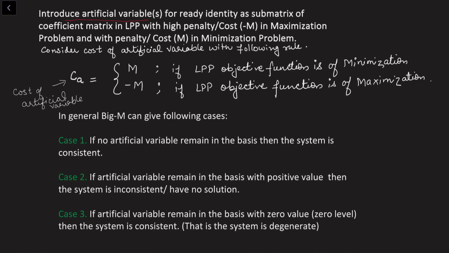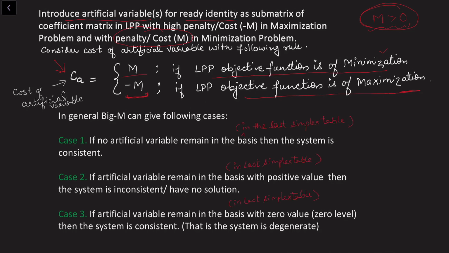Now as we involve the artificial variable for the ready identities in the constraint, their contribution should also go in the objective function. The cost of the artificial variable, which I have denoted here by CA, is capital M if the LPP objective function is minimization, and it is minus M if the LPP objective function is maximization. Here M is a very high penalty cost. If we want to achieve a minimization, it deviates us from the minimum value and adds to the minimum value. If it is maximization, then it is considered as minus M, and it deviates us from the maximum value. Hence this cost associated with the artificial variable is also called the penalty cost due to the artificial variable.